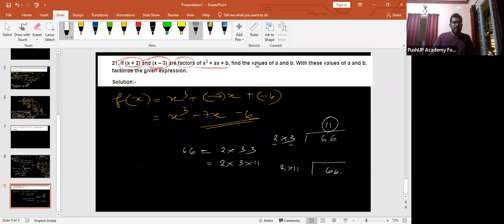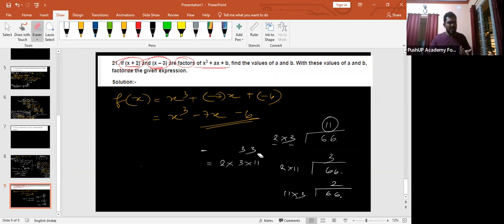I can also write 66 as 2 into 11 as the divisor and 3 as the quotient. That also can be done. I can also write 66 as 11 into 3 as the divisor and 2 as the quotient. Whichever way I can do the combinations, right? According to my wish, I can do that.